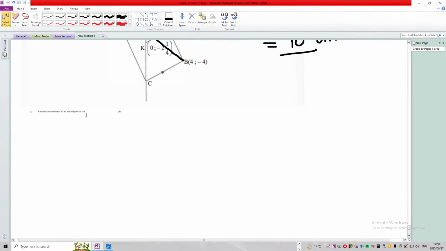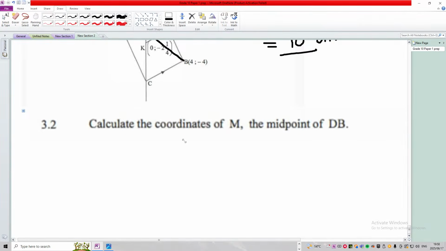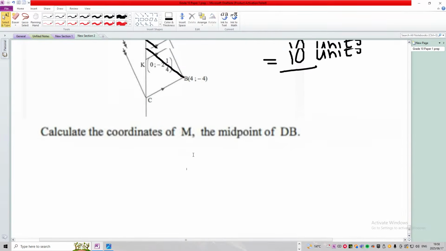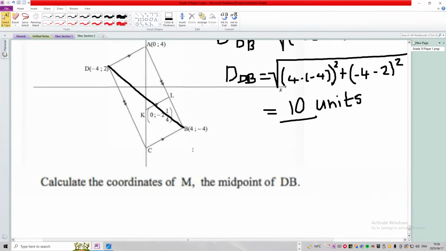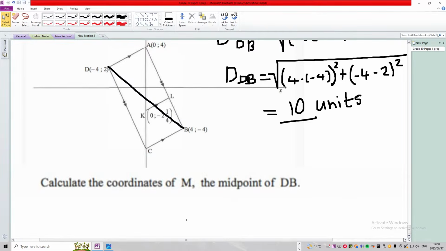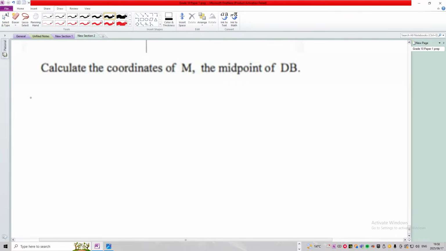Again, this is the same type of question. Do I even need to do this one? Determine the coordinates of M, the midpoint of DB. Really, guys? Can I skip this one, or should I speed run it quickly? Yeah. So we have x2.